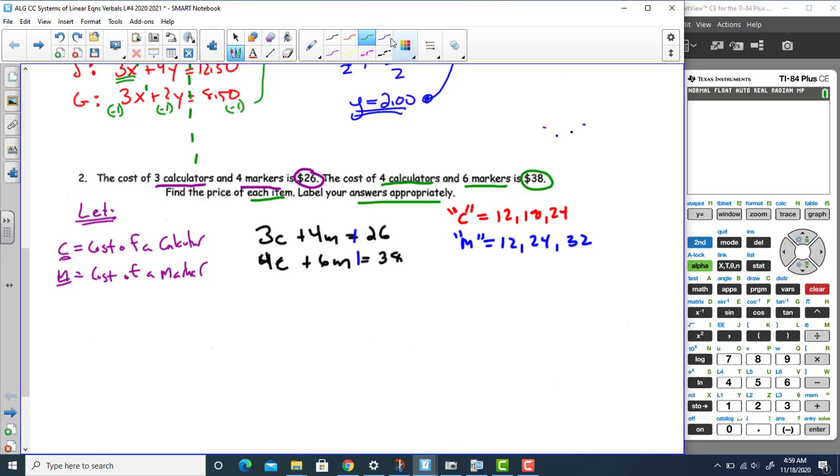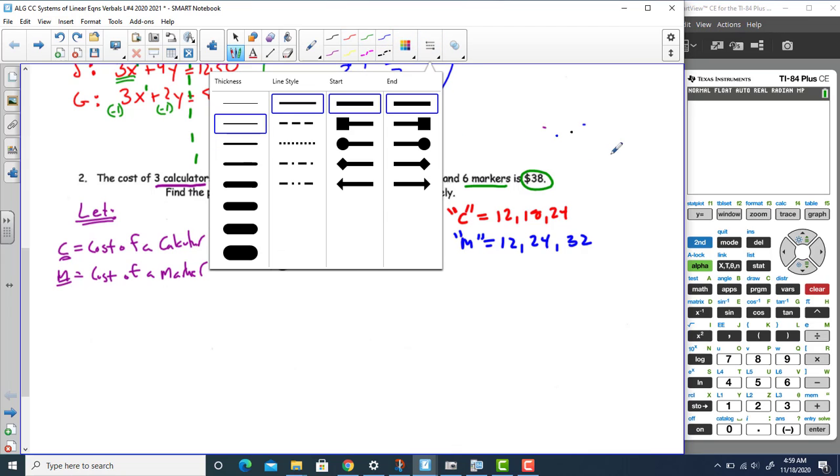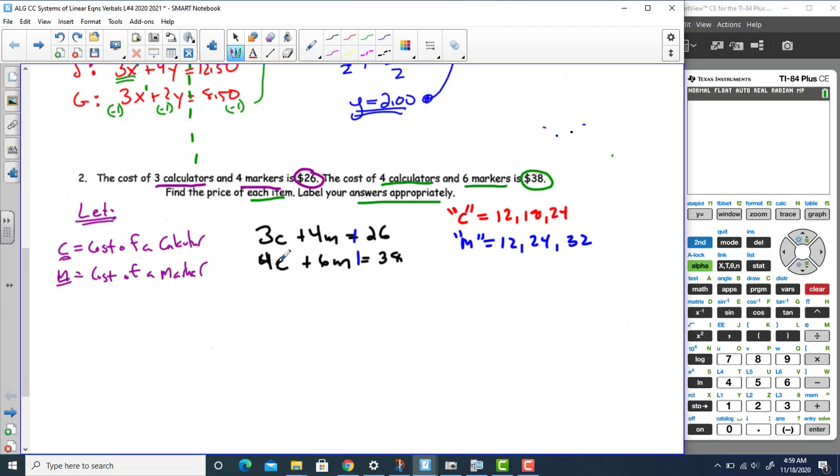I'm going to focus on the C's right now because often that's a little bit easier if you just focus on the first variable. And if I try to get the C's to cancel, I'm going to have to multiply by an amount to make 3 C's into 12. So I'm going to choose to multiply the entire first equation by 4. Increasing the entire first equation by a factor of 4, it can be rewritten in an equivalent form as 12 C's plus 16 M's equals 80 and 24. I believe that's 104.